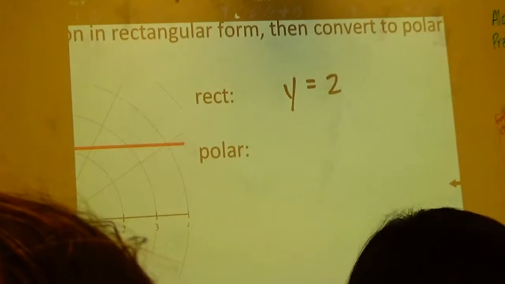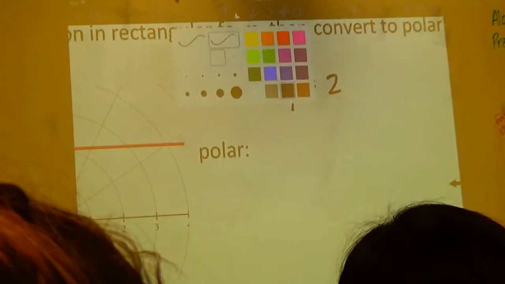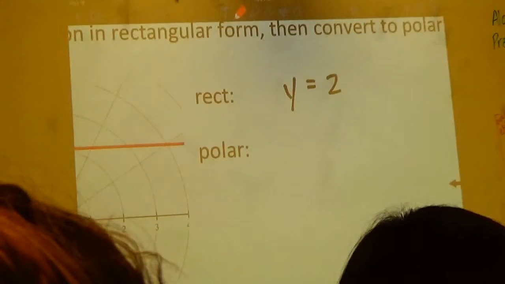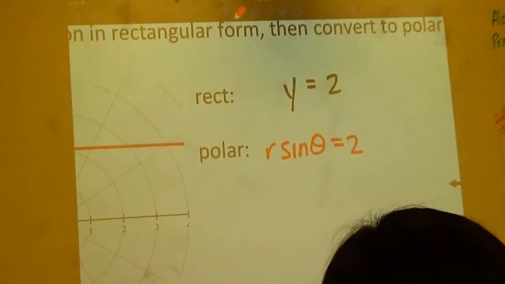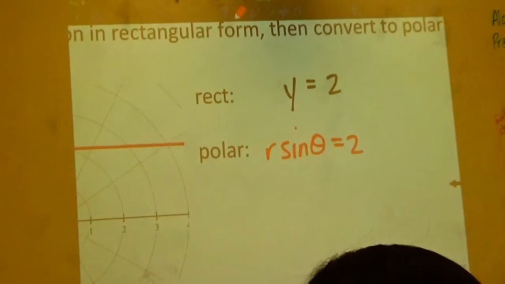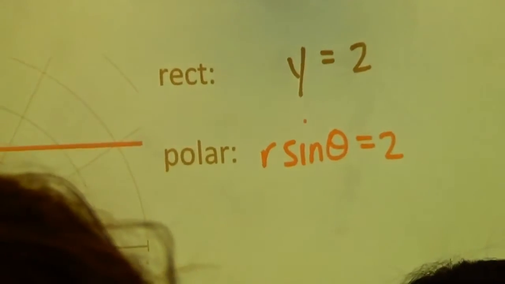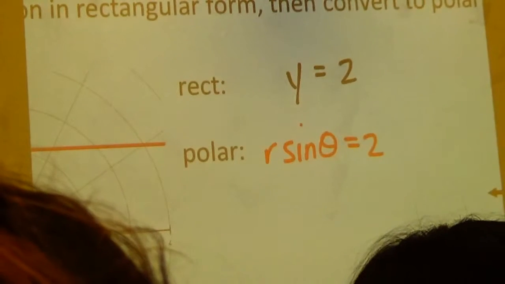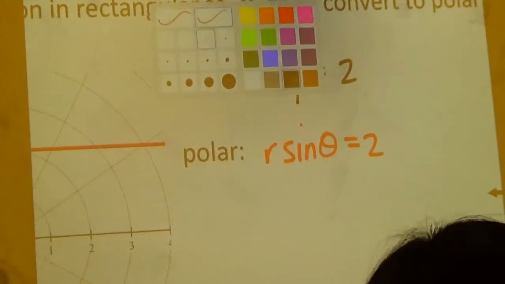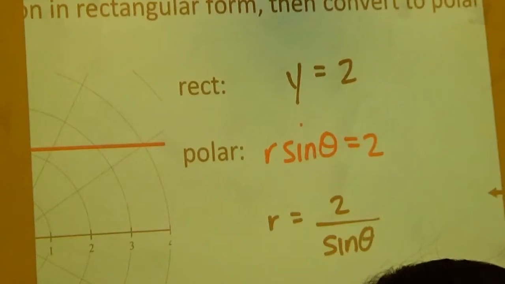I want to convert this to polar. What does y equal? 2. R sine theta equals 2. Every time we convert from rectangular to polar, we want to get r by itself. How do we get r by itself? Divide both sides by sine. So r equals 2 divided by sine theta.